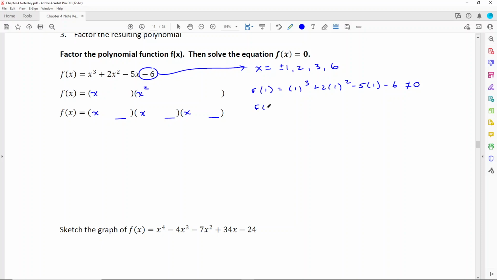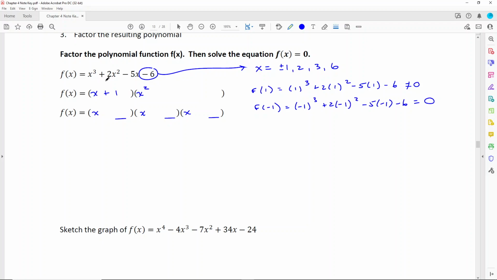So let's try -1. Now we're going to plug -1 into here. We get -1 cubed plus 2 times -1 squared minus 5 times -1 minus 6. Does that equal 0? Well, -1 cubed is -1, plus 2 times -1 squared is plus 2, plus 5 minus 6. Yay, it's 0, which tells me that -1 is my first 0, which means that my first factor is going to be x plus 1. So now you could use long division if you really loved it and you were a glutton for punishment.